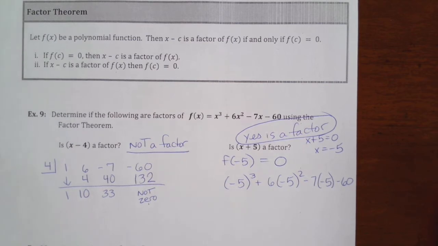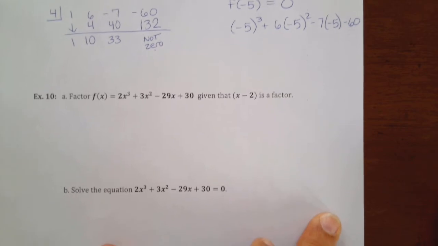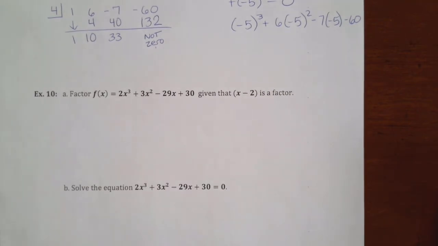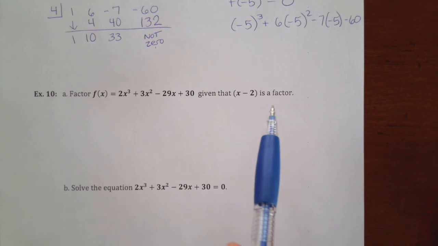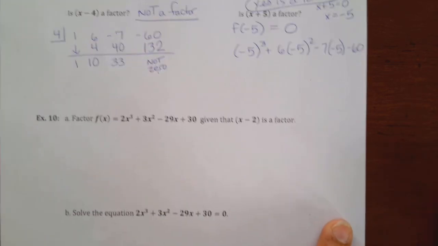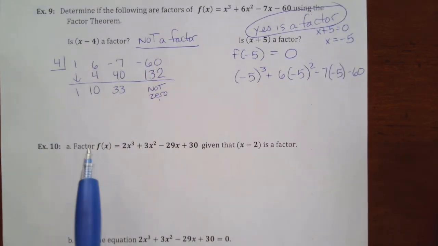Okay? So you can pick. Either way is fine. All right, look at number 10. Factor f of x. So we're going to factor this given that x minus 2 is a factor. So here's a case where I definitely want to use one over the other. So take a look at this.